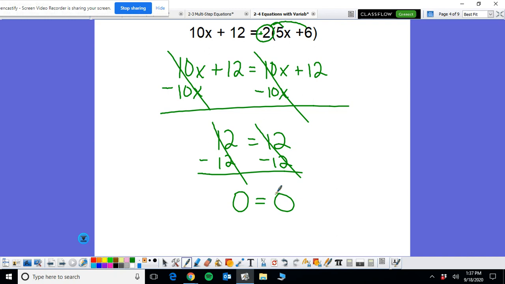And it has an answer to it. If 0 equals 0, you actually have an answer of infinite solutions.